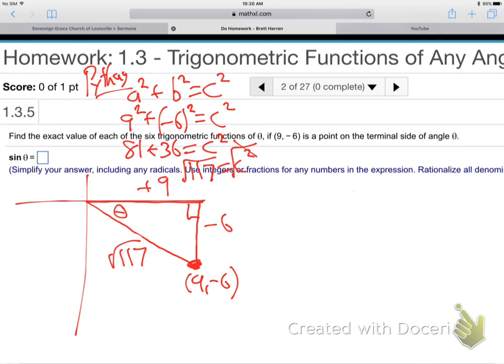Oh, does it simplify nicely? I didn't even think. 3 root 13. Really? Okay, I didn't even think about that. So factor it down. It's 3 times 39, and then 3 times 13. So there's a couple of 3's in there. So it's 3 root 13.